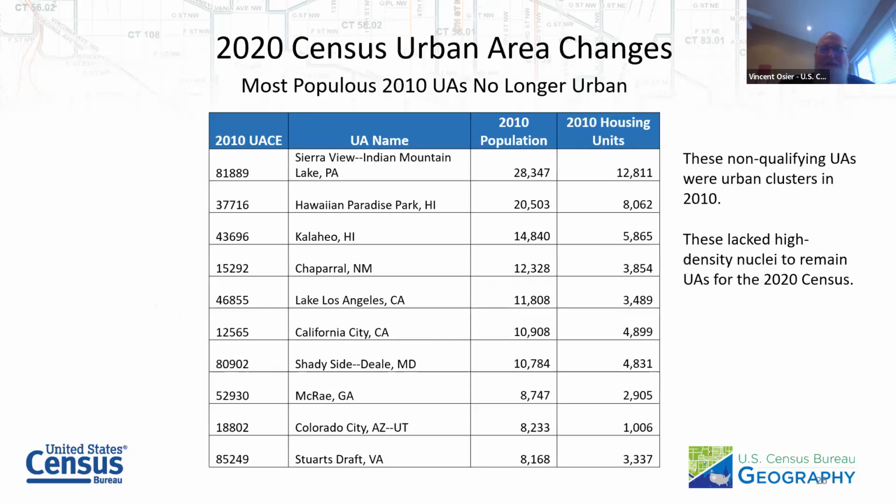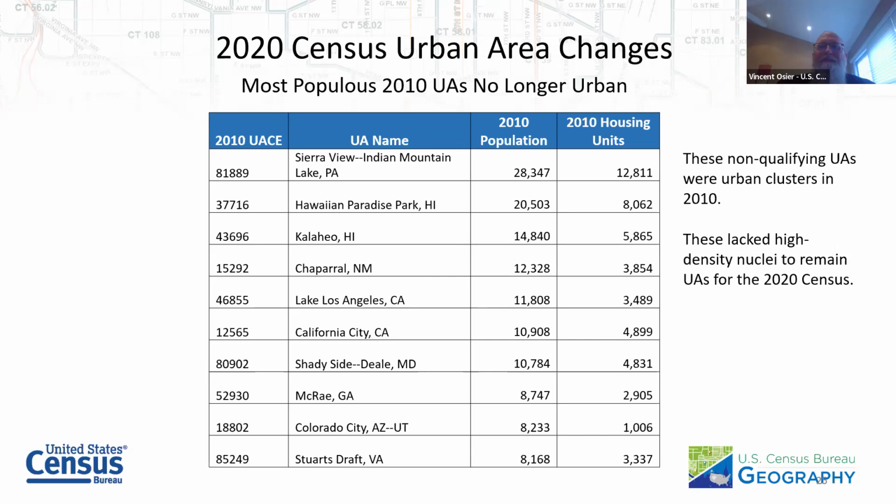Can we jump one more? There were only two, even though Norwich, New London is quite large, that fell well below 200,000 for various reasons. And just to take note of these.